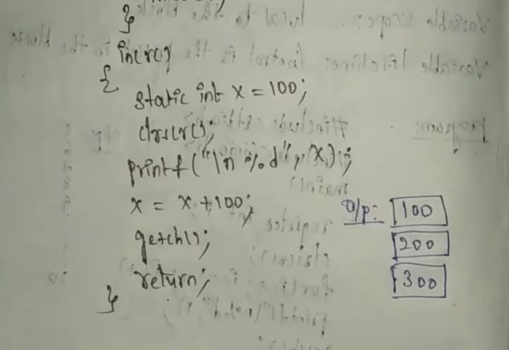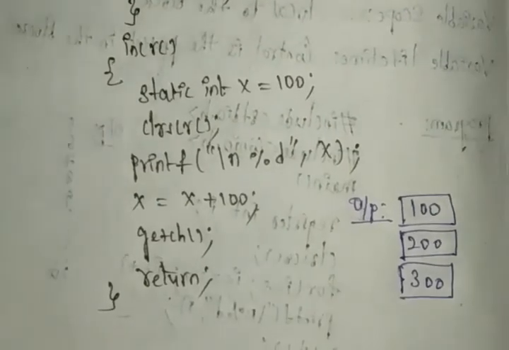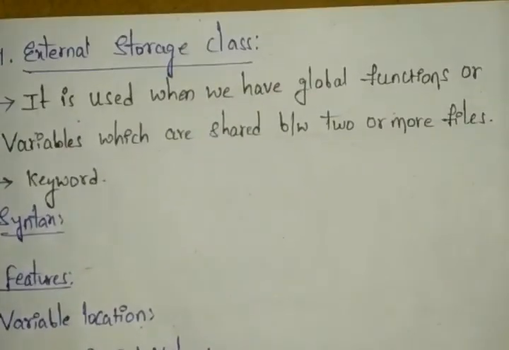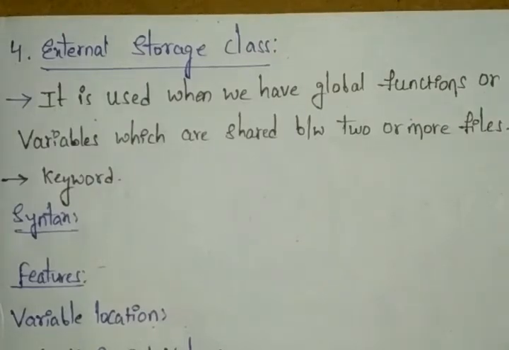So these static storage classes can perform across different function calls. That is the lifetime for this. And next we have the external storage class, the last one. The external storage class can be used for global functions, or it can take variables that are shared between two or more files.